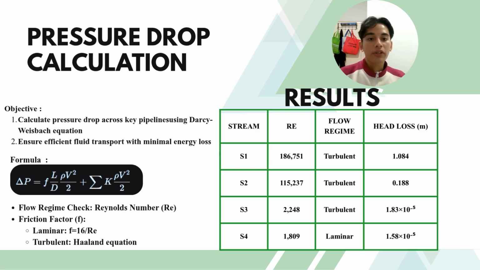For stream 1, the flow regime is turbulent, so the head loss calculated is 1.084 meters. For stream 2, the flow regime is also turbulent, and the head loss calculated is 0.188 meters. For stream 3, the Reynolds number is above 2000, and we assume it to be turbulent, and the head loss calculated is 1.83 times 10 to the power of negative 5 meters. For stream 4, the flow regime is laminar, so the head loss calculated is 1.58 times 10 to the power of negative 5 meters.